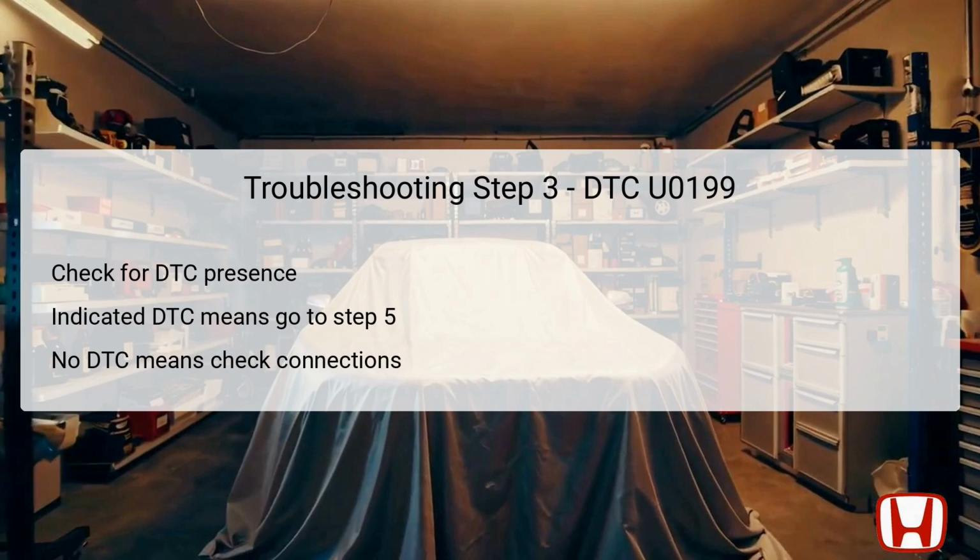In this step, the crucial action involves determining whether DTC U0199 is indicated. If the code appears again, it means that the vehicle continues to experience a failure in communication between systems. This situation necessitates moving on to step 5 of the troubleshooting process, where more detailed electrical checks will be performed. Conversely, if the DTC does not appear, it suggests that the systems are likely to be functioning correctly at that time. However, it's essential to check for any loose or poor connections between the driver's MICU and the Door Multiplex Control Unit.